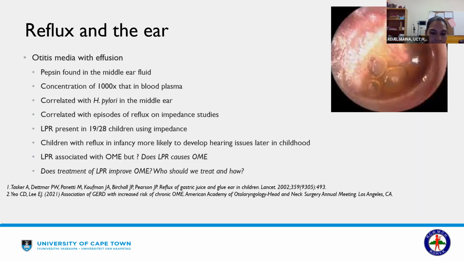And then the question that the study had was whether LPR, we know that LPR is associated with OME, but whether LPR causes otitis media with effusion is still a question that needs to be answered. And does treatment of LPR improve otitis media with effusion? How do we treat these patients, and who should we treat? There's not enough studies out there to come up with specific guidelines regarding these questions.